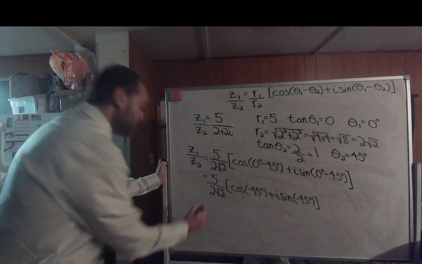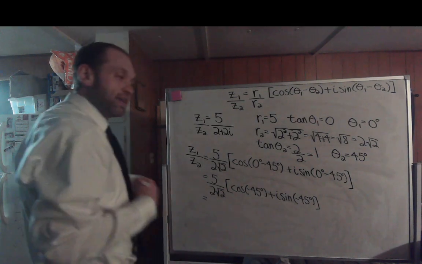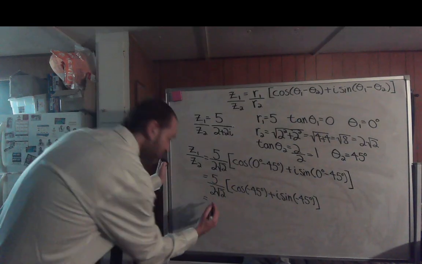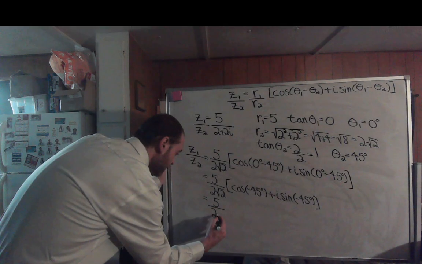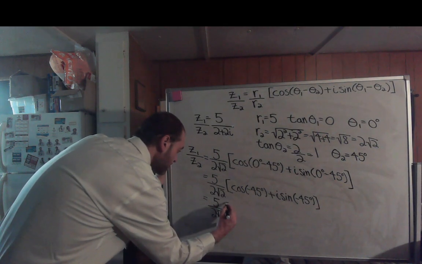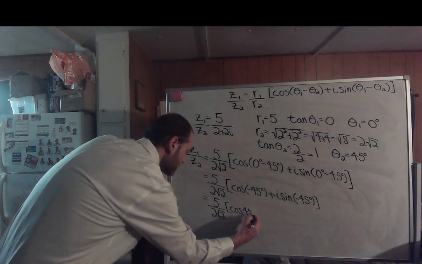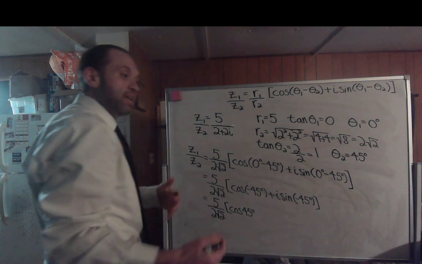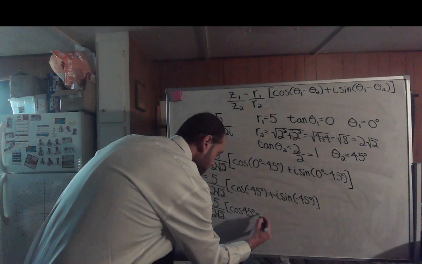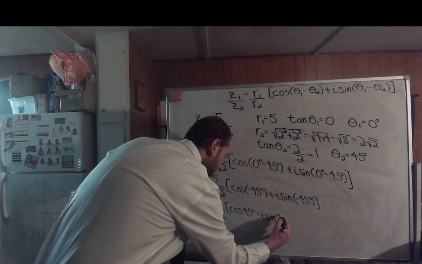Okay, well, let's use the even and odd function properties. Cosine of a negative angle is the same as the cosine of the positive of that angle. So that'd be 5 over 2 times the square root of 2 times the cosine of 45 degrees. And then sine of a negative angle, again, is negative of the sine of that positive angle. So this would be minus i times the sine of 45 degrees.